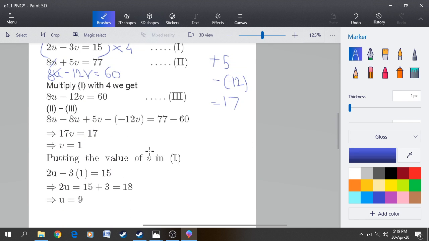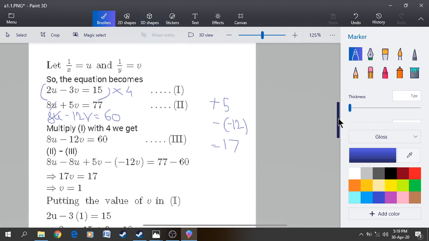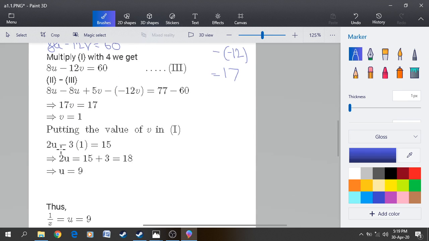Then put this value of v is equal to 1 in any of the equations. We put it in equation number 1. What is equation number 1? 2u minus 3v is equal to 15. So 2u minus 3 into 1 is equal to 15. u is equal to 9.